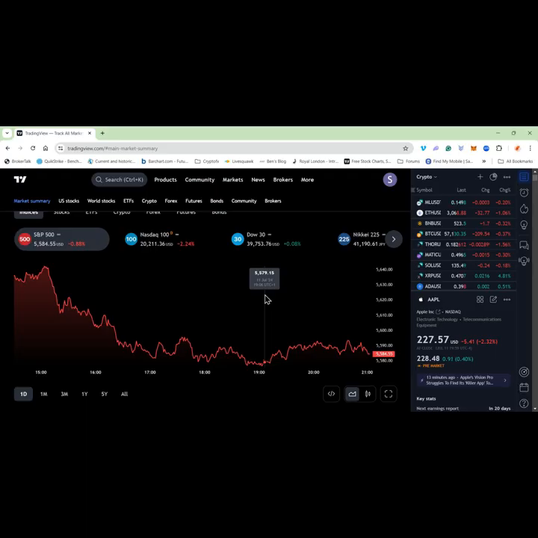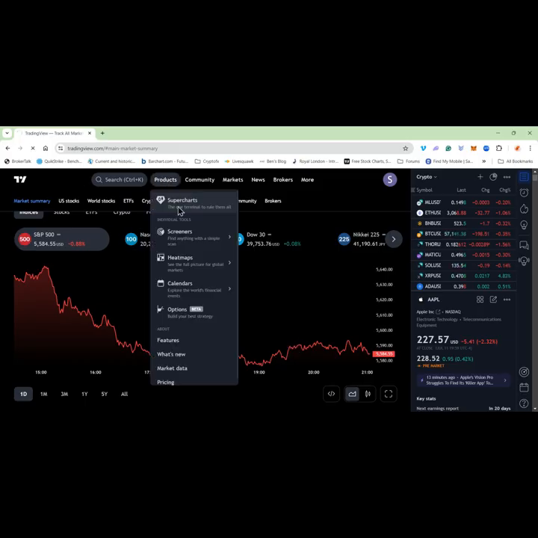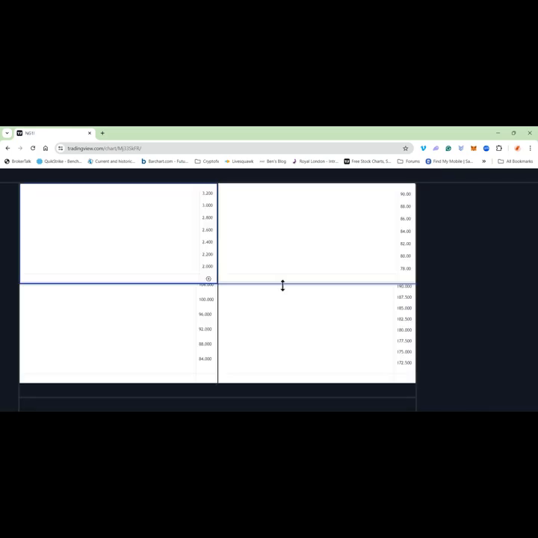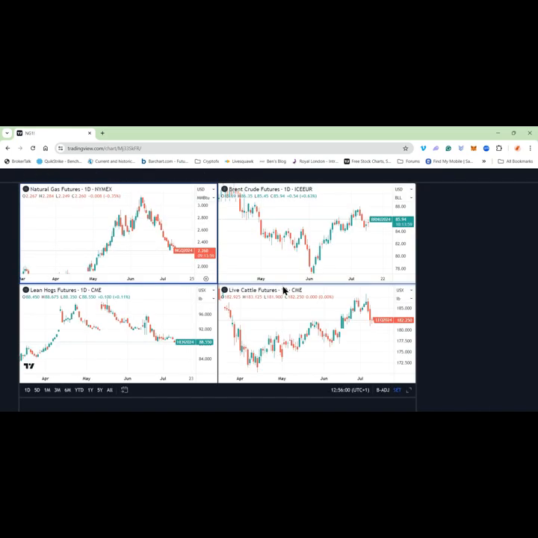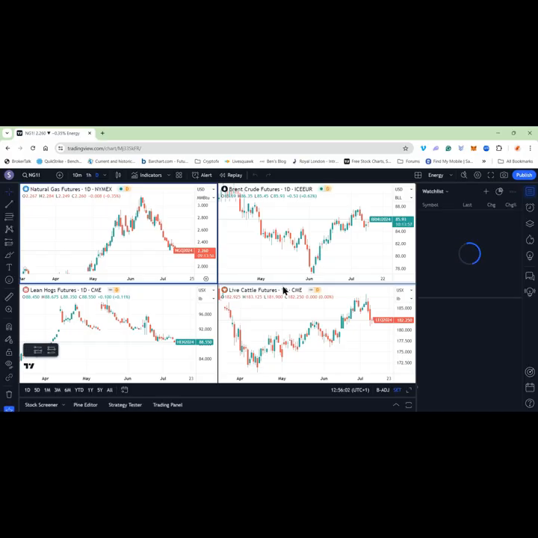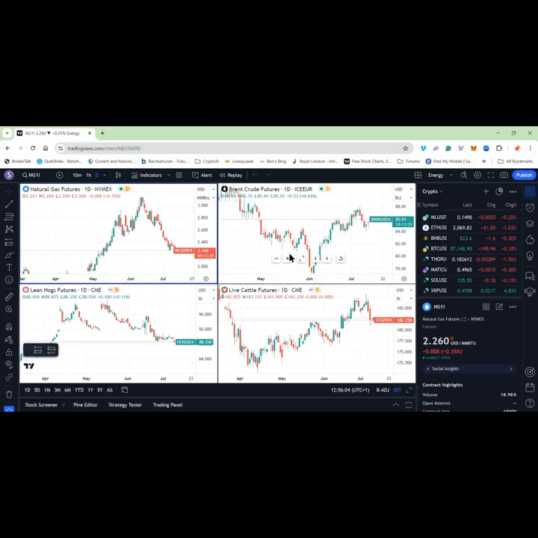So I use TradingView, again, a great tool for your technical analysis, but the same for your news as well. There's two ways to look at the news here. So first of all, this is super helpful. We're going to Supercharts. So it really is an all-in-one for traders, this website. And just wait for it to load up.